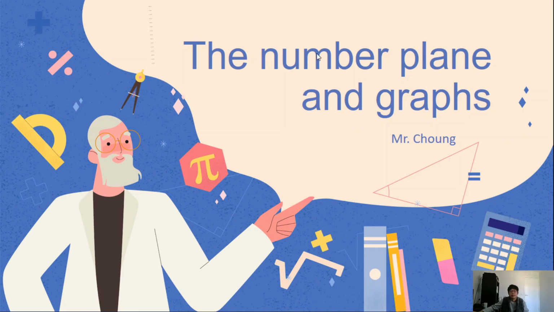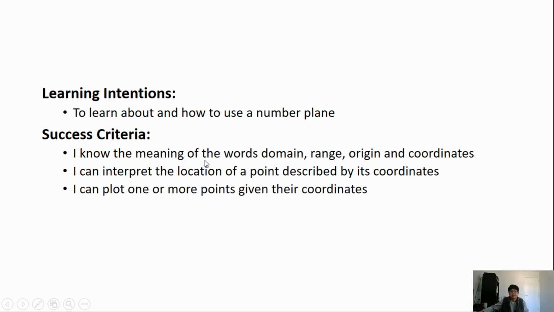This video will be about the number plane and graphs, and by the end of this lesson we should all know the meaning of the words domain, range, origin and coordinates, be able to interpret the location of a point described by its coordinates, and finally be able to plot one or more points given their coordinates. Let's just pause the video here and take a couple minutes to write these down.